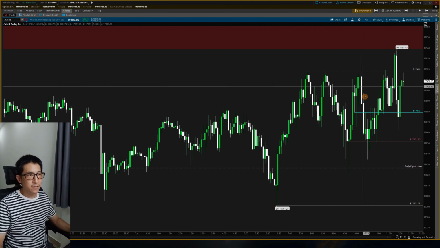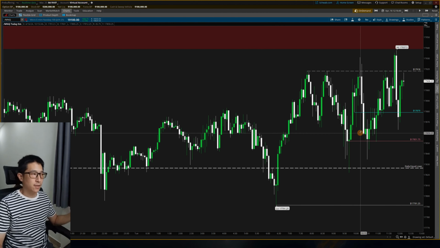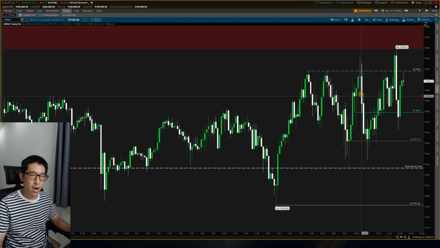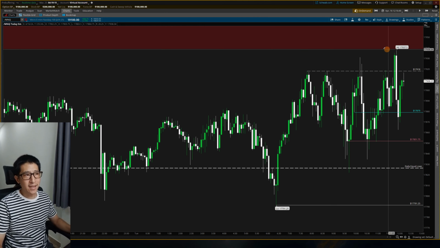You can see that if I didn't move my stop to break even, it would have come and stopped me out for the stop loss. I would have given back some of the profits from the partial up here. And then it pretty much just consolidated in this range. It was a pretty back and forth day.